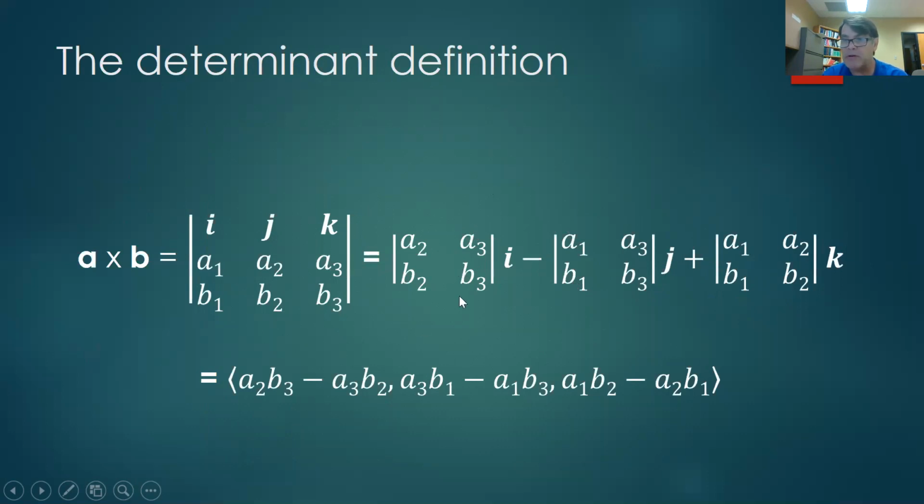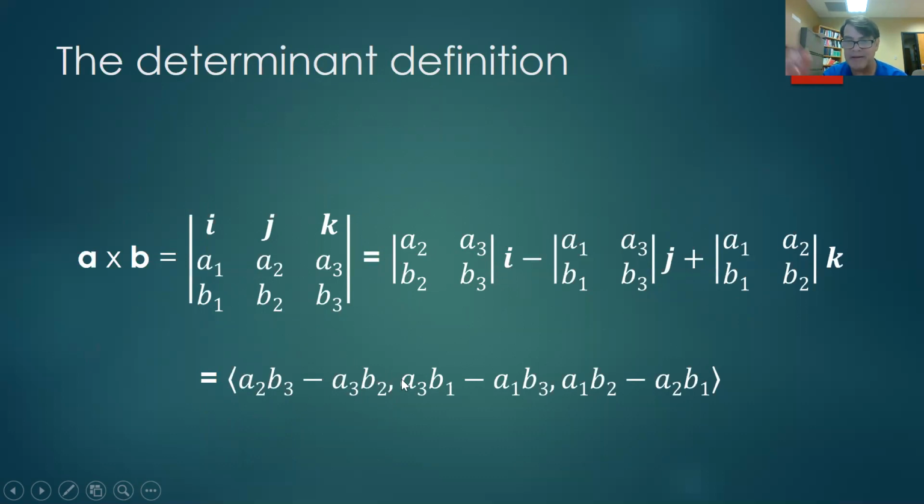The way you unfold a 2 by 2 is you multiply this way and then you subtract this way. So A2B3 minus A3B2. See, and that's what we have here. So basically the first, in the I direction, in the X direction, it's not always the X direction, but just to get us going here, let's say X direction, A2B3 minus B2A3.